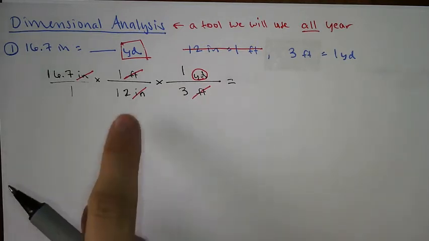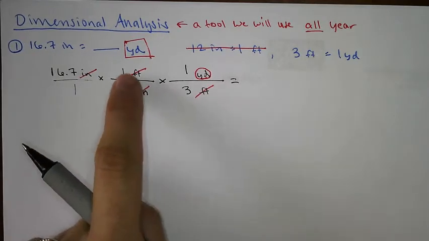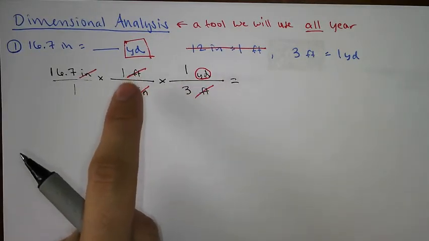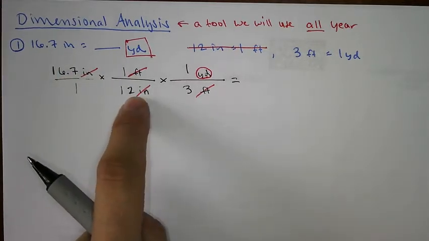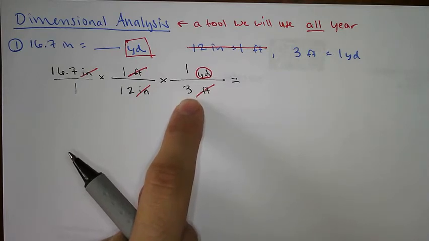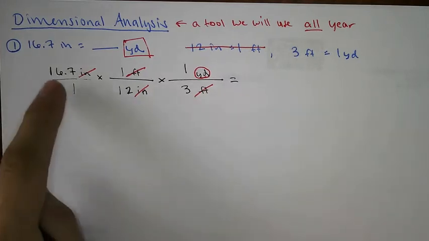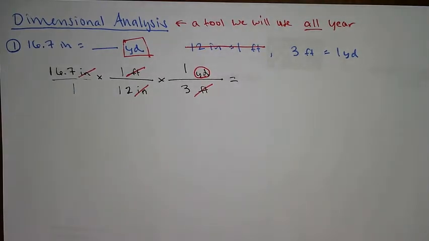Now, when you have numbers in the denominator, you divide by them. Numbers in the numerator, you multiply. If you really, really wanted to, in your calculator, you could go 16.7 times 1 divided by 12 times 1 divided by 3. I know what happens when I multiply by 1 or divide by 1 for that matter. So I'm just going to go 16.7 divided by 12 divided by 3.